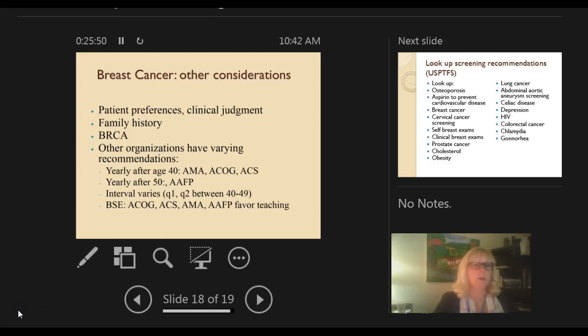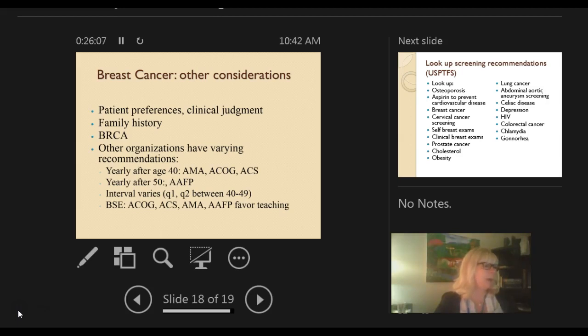There are other considerations, such as clinical judgment and patient preferences, and this is where the tailoring comes in individually with each patient, but I would never recommend against a mammogram. Family history, BRCA gene, other organizations which I mentioned.